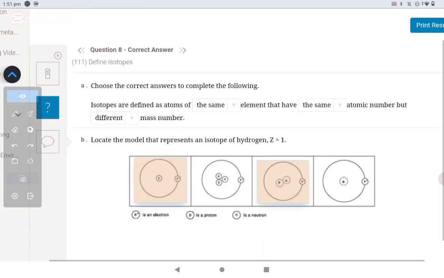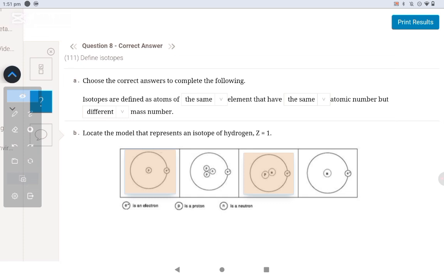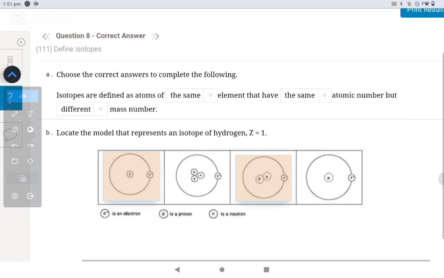Isotopes are defined as atoms of the same element that have the same atomic number but different mass numbers. That means they have the same atomic number but a different number of neutrons. Look at the model that represents an isotope of hydrogen.